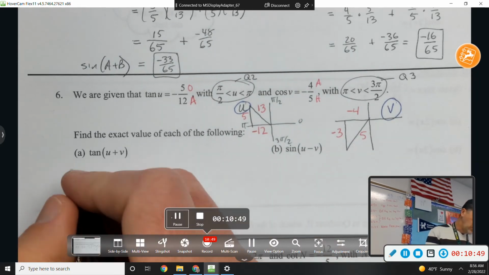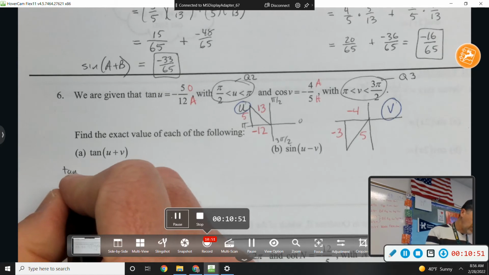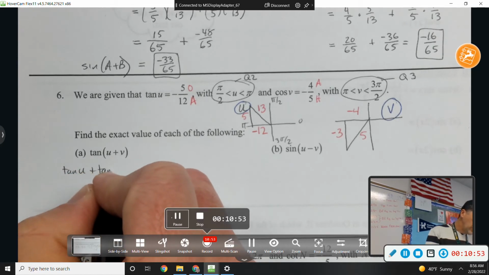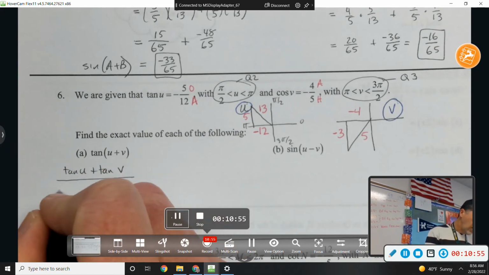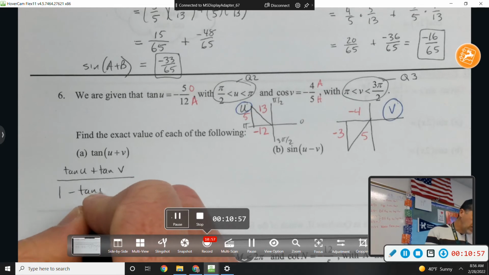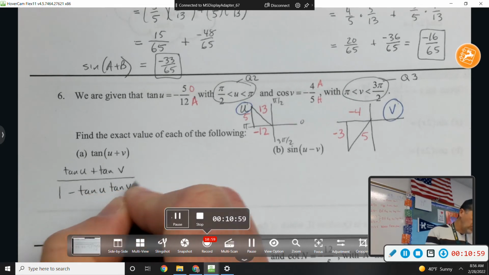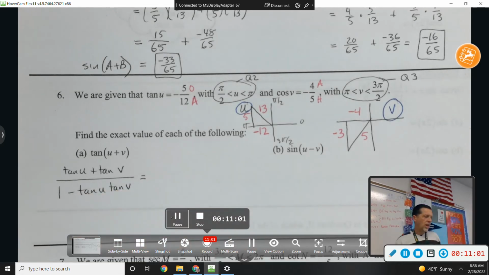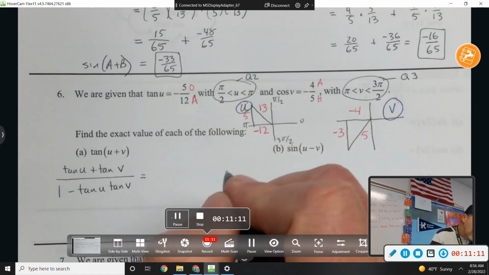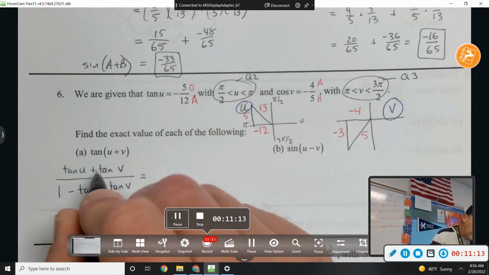All right, tangent of U plus V. So that's tangent of U plus tangent of V over 1 minus tangent of U, tangent of V. Again, you don't have to have these memorized, but chances are, after you've used them a bunch of times, they might stick, accidentally stick. What a shame to accidentally learn something.